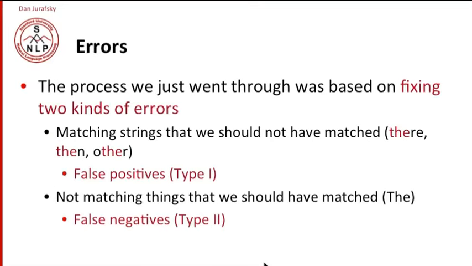that we went through is based on fixing two kinds of errors. One is matching strings we shouldn't have matched. We matched there, we matched other. So that's solving the problem of false positives, or they're called type 1 errors. We were matching things we shouldn't match. And the other thing we went through is to solve the problem of not matching things we should have matched. So we missed those capital thes. And that's dealing with the problem of false negatives, or type 2 errors.